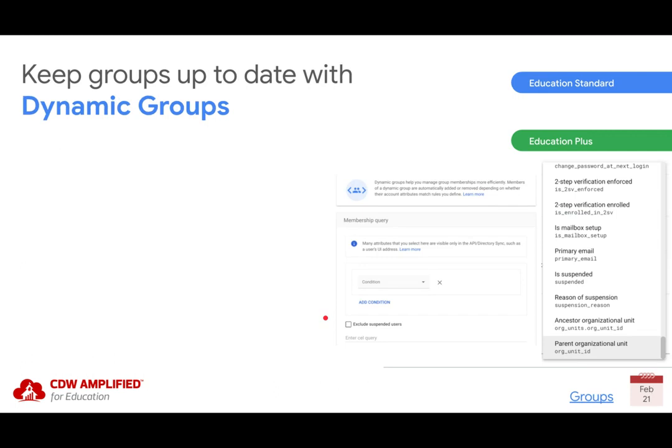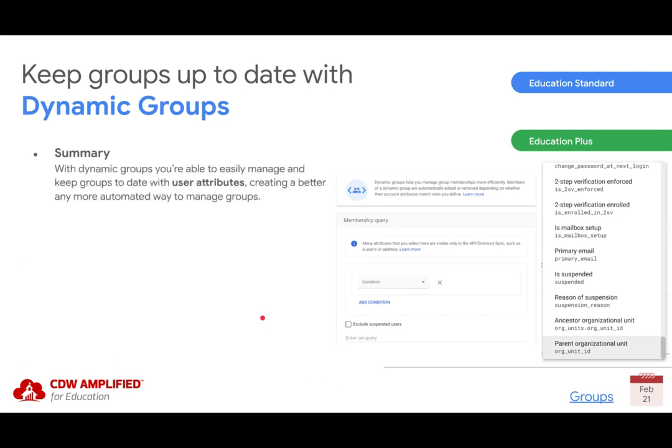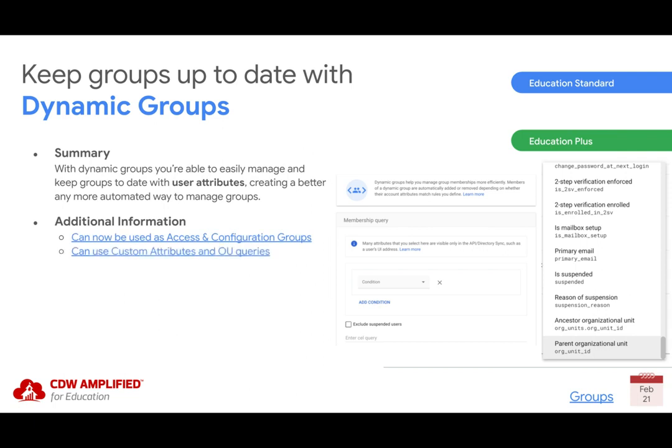All right, moving on, dynamic groups. Now, if you have never heard of dynamic groups, this is for Standard and Plus editions, but dynamic groups are a way to really easily manage your groups with automation and automatic syncing with different attributes. If you've already heard of dynamic groups, there were a lot of updates last year. You can use them as access groups, configuration groups. You can now query and use custom attributes, which came in December. You can do syncing with OUs.